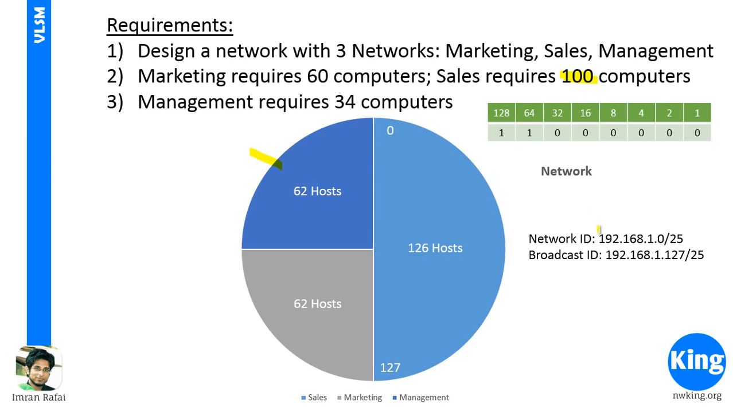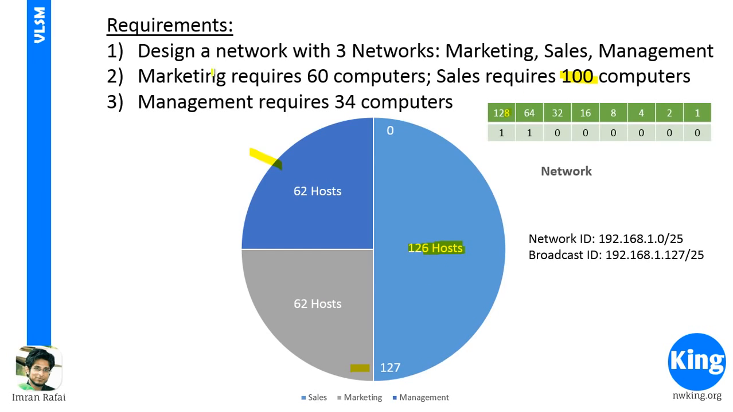When you borrow 1 bit, let's start with 192.168.1.0. So your network ID is 0, but with borrowing only 1 bit, the block size is 128. So the next IP address that's going to start is 128. So the broadcast ID is 1 less, it's 127.